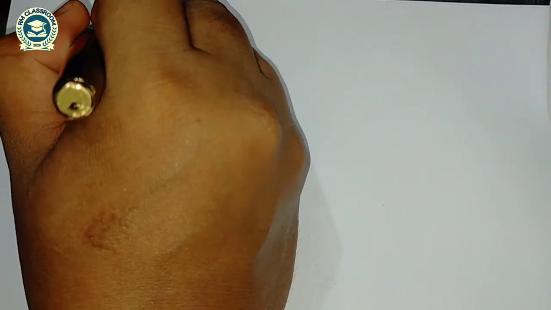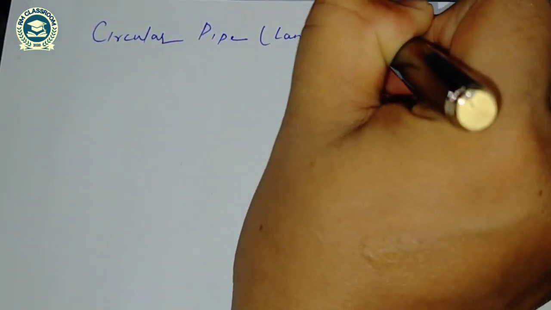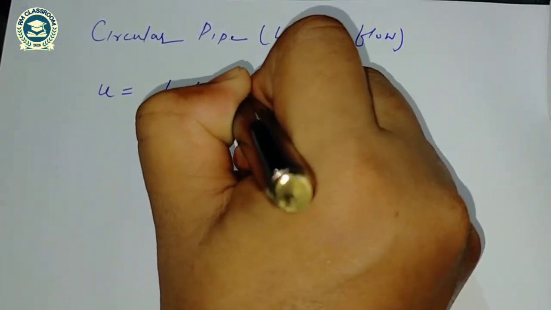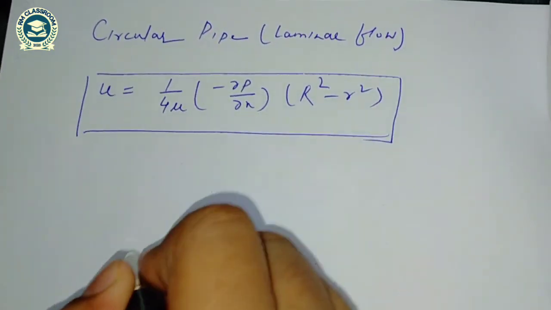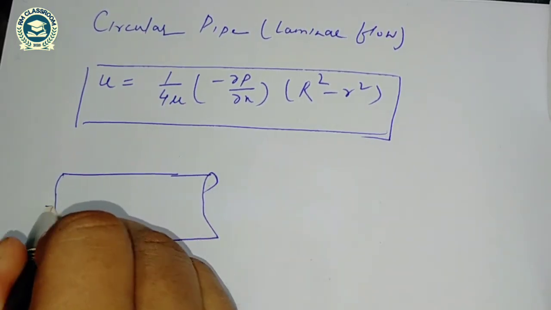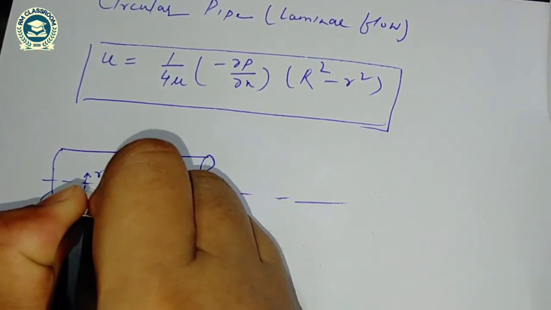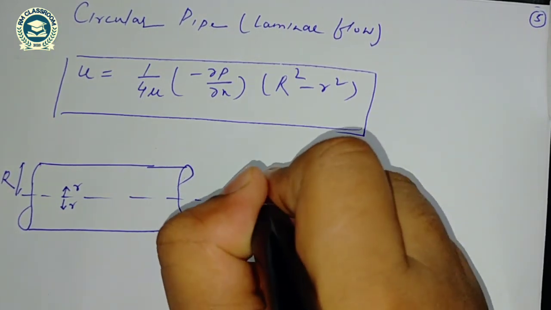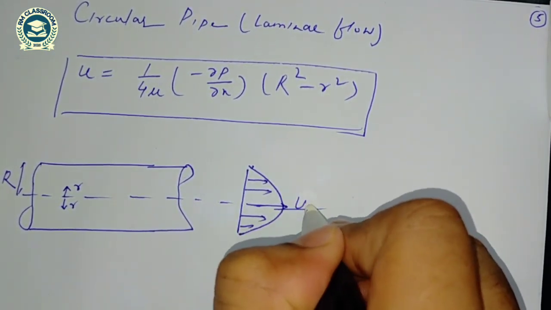So in circular pipe laminar flow, what we have derived, the expression of velocity is 1 by 4 mu minus del P by del X into R square minus r square. And if I draw the velocity distribution, when this is R, this is also R, this value is capital R. So when r is equal to 0, velocity is maximum, and when small r is equal to capital R, velocity is 0. So this is the maximum velocity, u max.